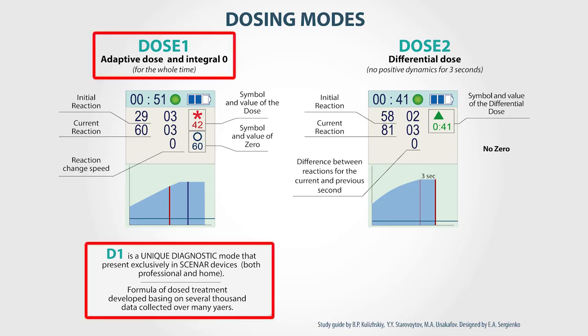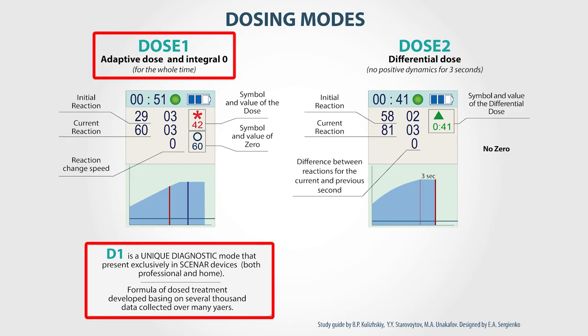Dose 1 is also called an adaptive dose. This is an expert mode. D1 is the universal mode with the visualization of the feedback parameters. It is used for systemic therapy, diagnostics of the functional state, and the so-called minimum sufficiency treatment.